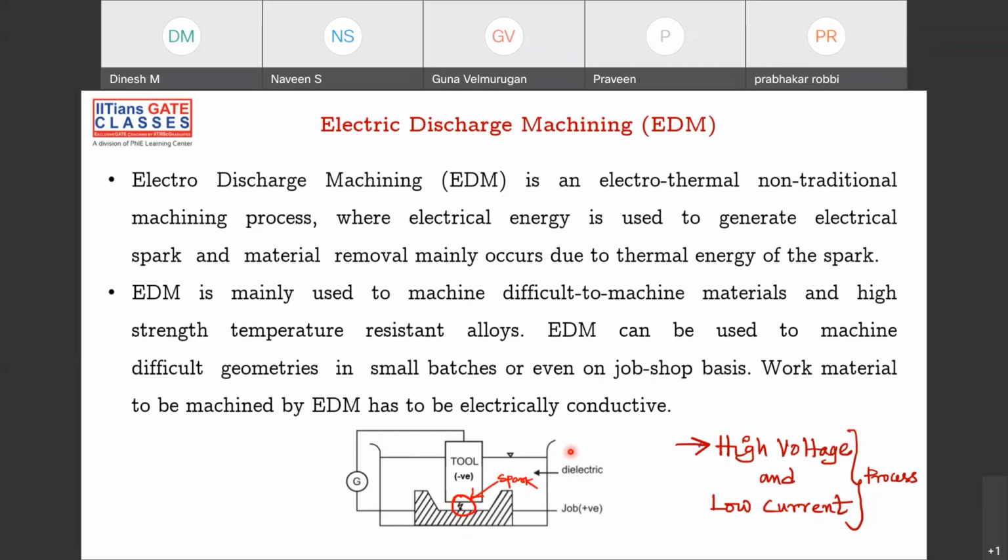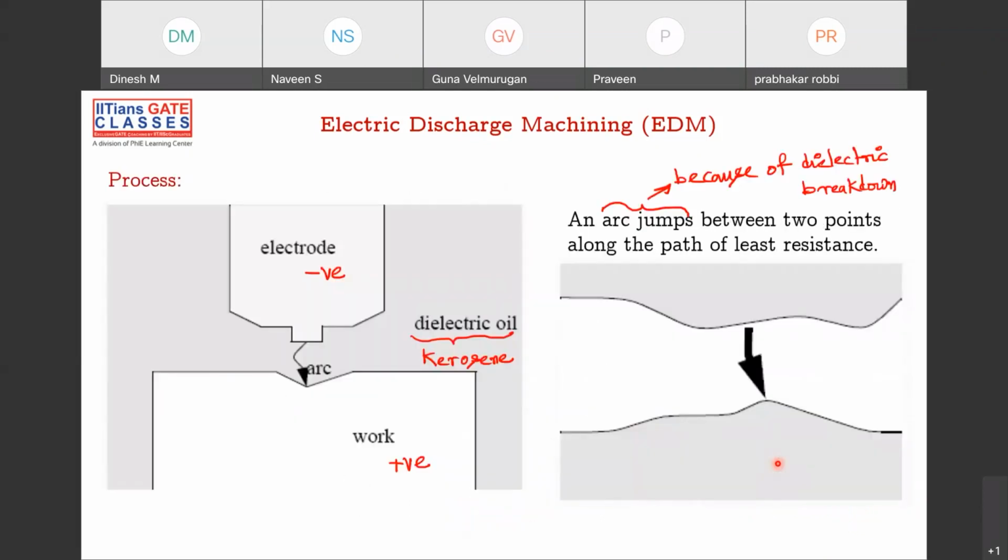Fine. And do remember, in the previous case, I told you ECM was high current, low voltage, but electric discharge machining is low current and high voltage. Please remember, both are reverse in nature. There we have to have good current. Here we have to have good voltage difference. Okay. And this is what is happening.